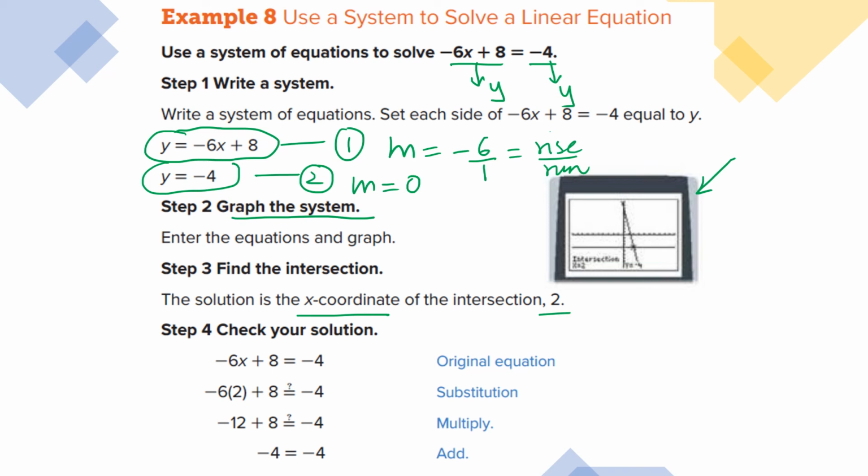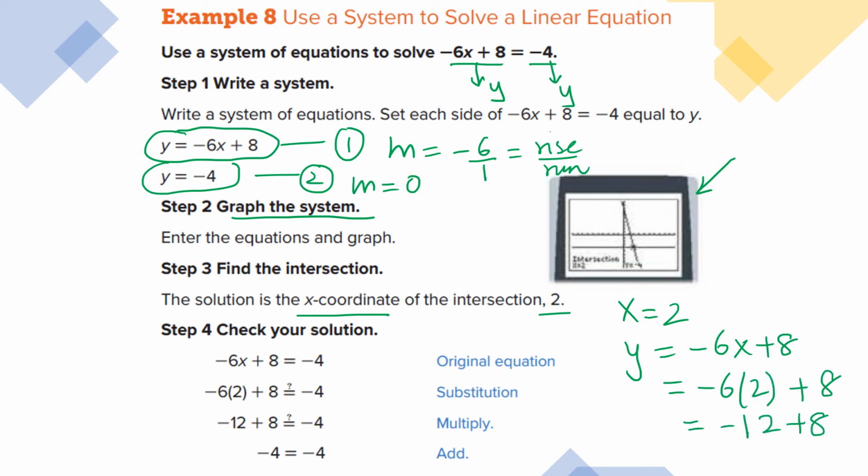So when x is 2, you put it back in equation 1, y is equal to minus 6x plus 8, put the value. This is minus 12 plus 8, so y is minus 4. So what is the intersection point? 2 comma minus 4. X is 2, y is minus 4. You can also check your solution by putting back in the equation, and it will give you both sides equal.